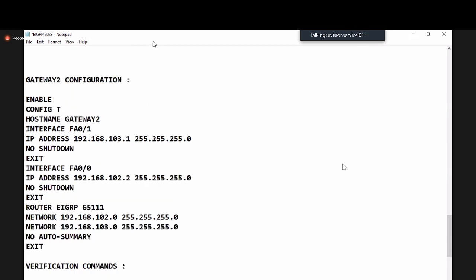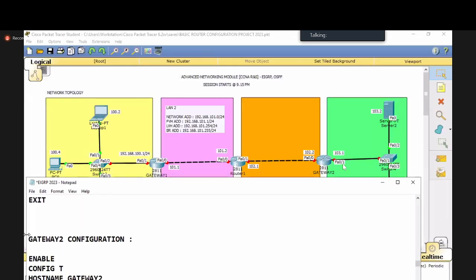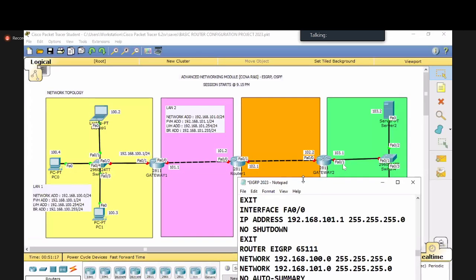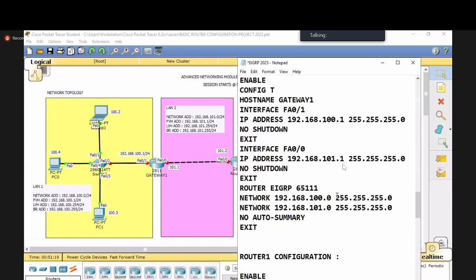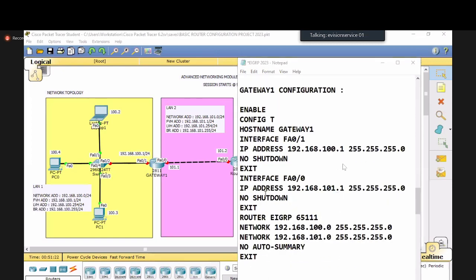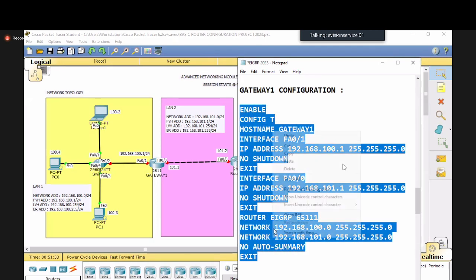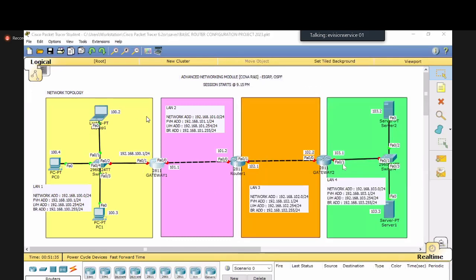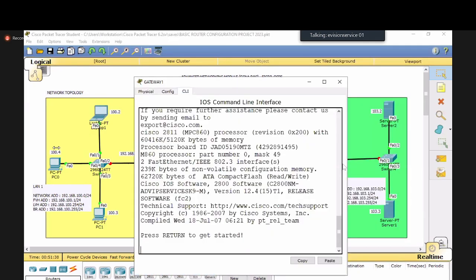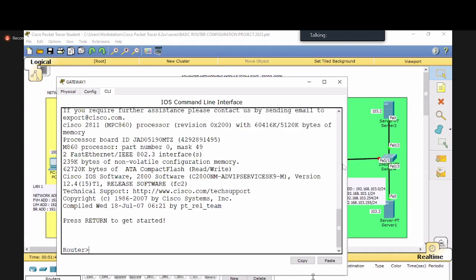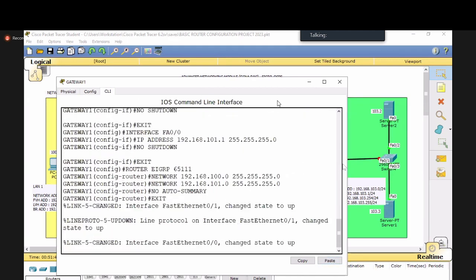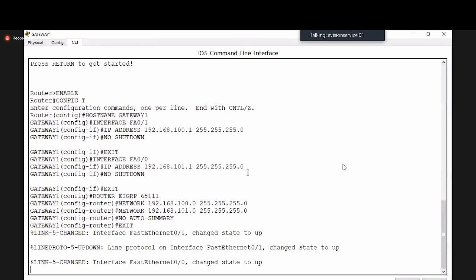So that is our gateway 1. Interface, everything is correct. 0/0, 101.1, 65111. Okay, so everything looks correct. I will simply copy from here and go to gateway 1 and paste it. Now take the screenshot of this.